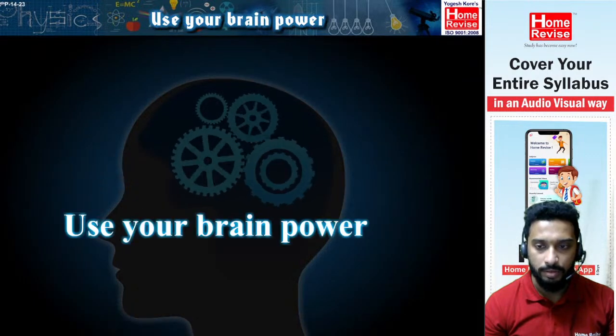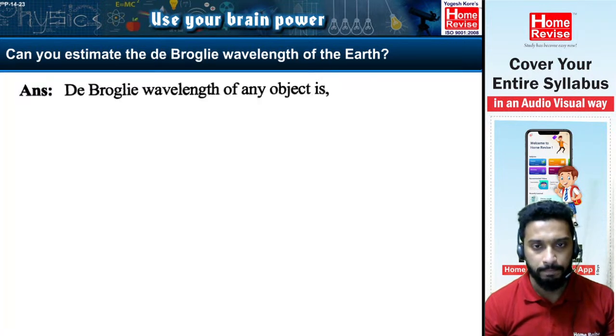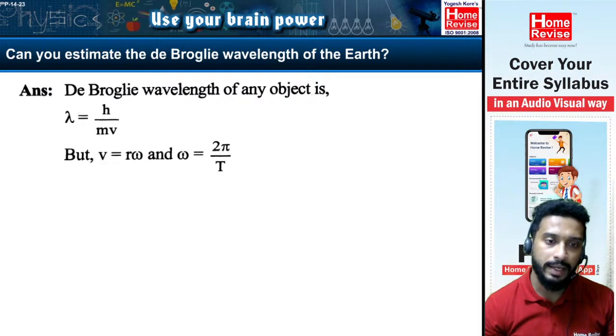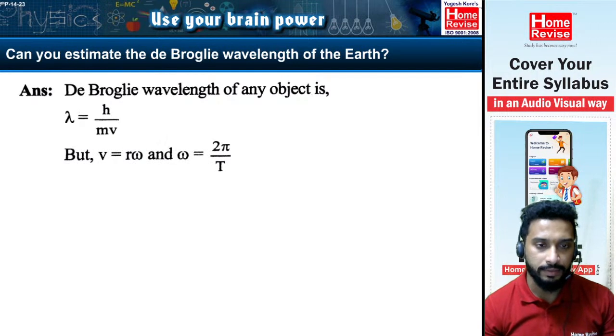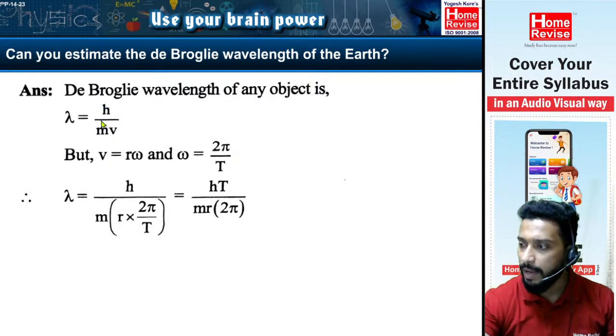Use your brain power. Can you estimate the de Broglie wavelength of the Earth? Answer. De Broglie wavelength of any object is lambda equal to h upon mv. Lambda is your wavelength, h is Planck's constant.